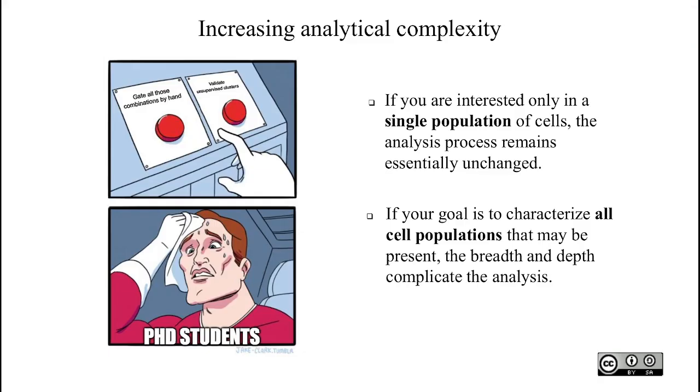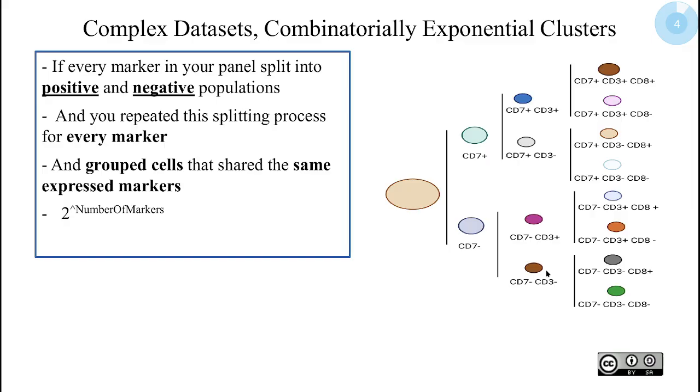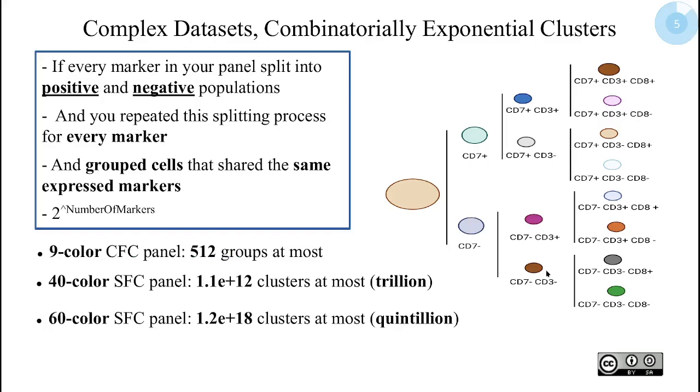So if you're only interested in a single population of cells, the analysis process remains essentially unchanged. However, if your goal is to characterize all the cell populations that may be present, the breadth and the depth will complicate the analysis. So if we step back and think about this globally, if every marker in your panel split into a positive and a negative population, and you repeated the splitting process for every single marker, and then grouped the cells that shared the same expression of markers, at the end, on the high end, you would have for a 9-color conventional flow cytometry panel, 512 groups at most.